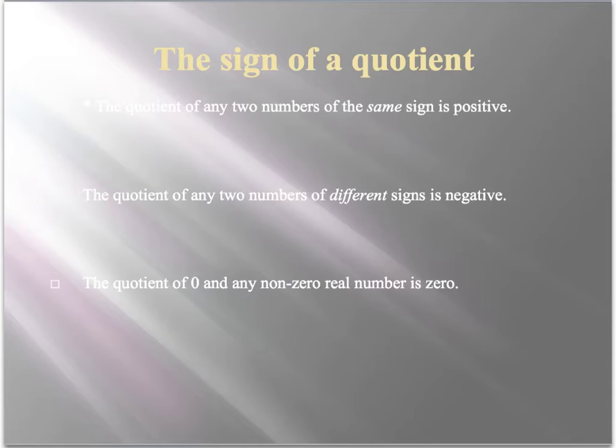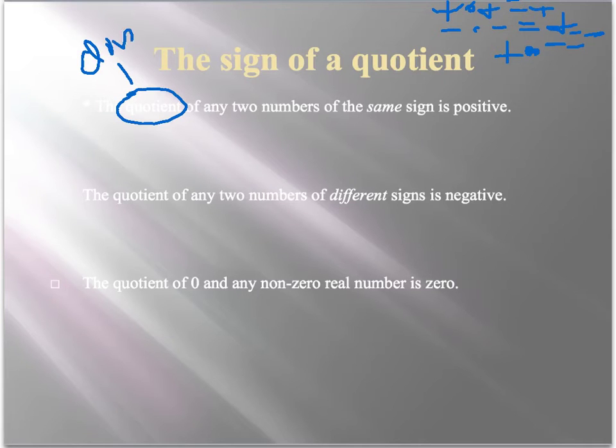Let's try this color. So the sign of a quotient, just like if you multiply two numbers of the same sign, so if I do like positive times positive, I get positive. Negative times negative, I get positive. Positive times negative, that's a multiplied by, equals negative. Okay, so if the quotient, remember quotient means division.